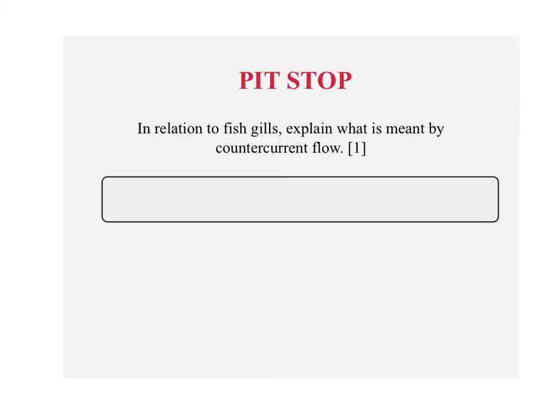But before then, have a go at this question. In relation to fish gills, okay, and that's the important bit, we're thinking about fish gills here, explain what is meant by countercurrent flow. And for the A level, you have to look at the context, because countercurrent flow also comes up in module 6 with the kidneys. So in this case, in relation to fish gills, explain what is meant by countercurrent flow. It is 1 mark, so pause now for a couple of minutes and have a go at writing a single statement sentence that summarises what is meant by it.